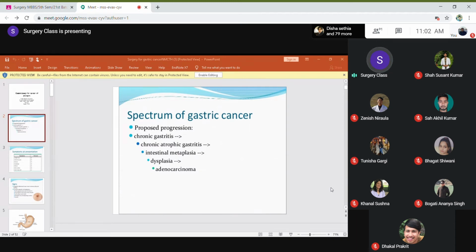So now subtotal means here. So you should know the percentage, okay? How much is the subtotal, whether it is 75% of the stomach removed, and then the distal gastrectomy where about 35% of the stomach is removed. Okay, so just find it out.